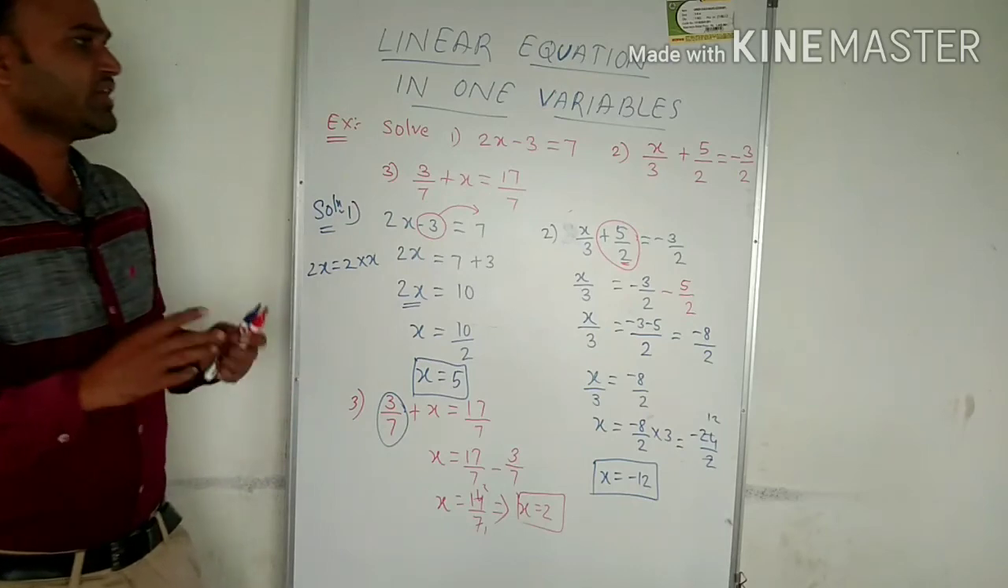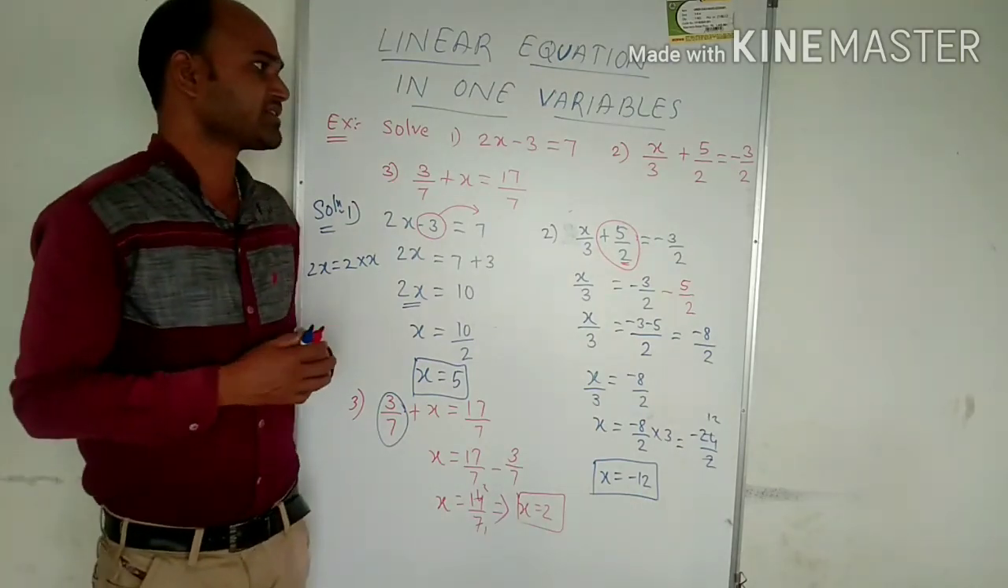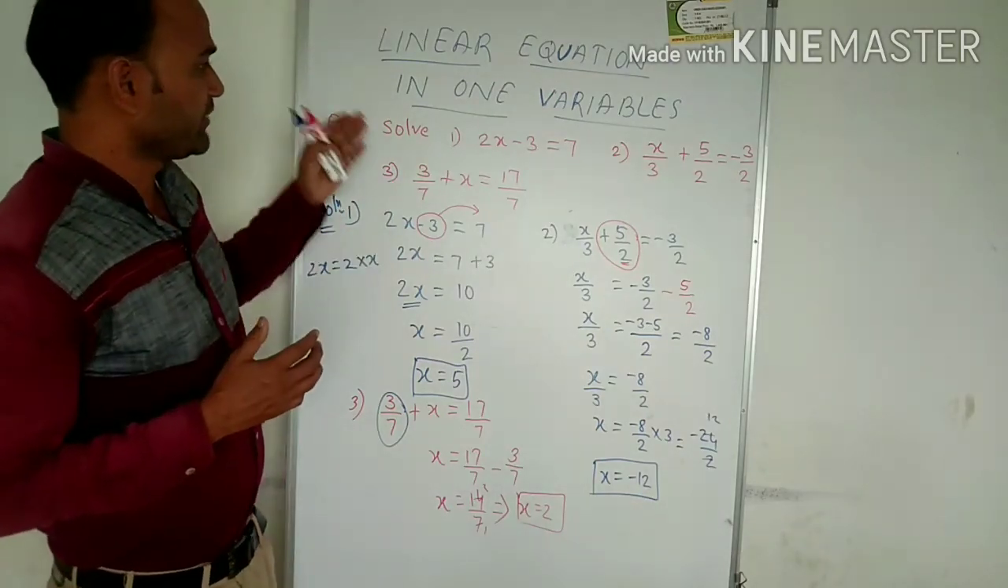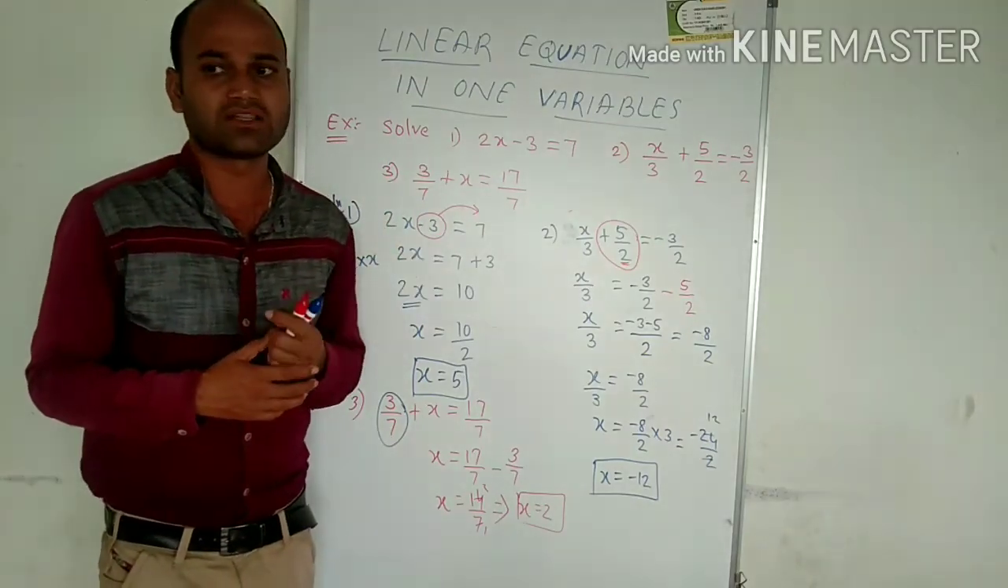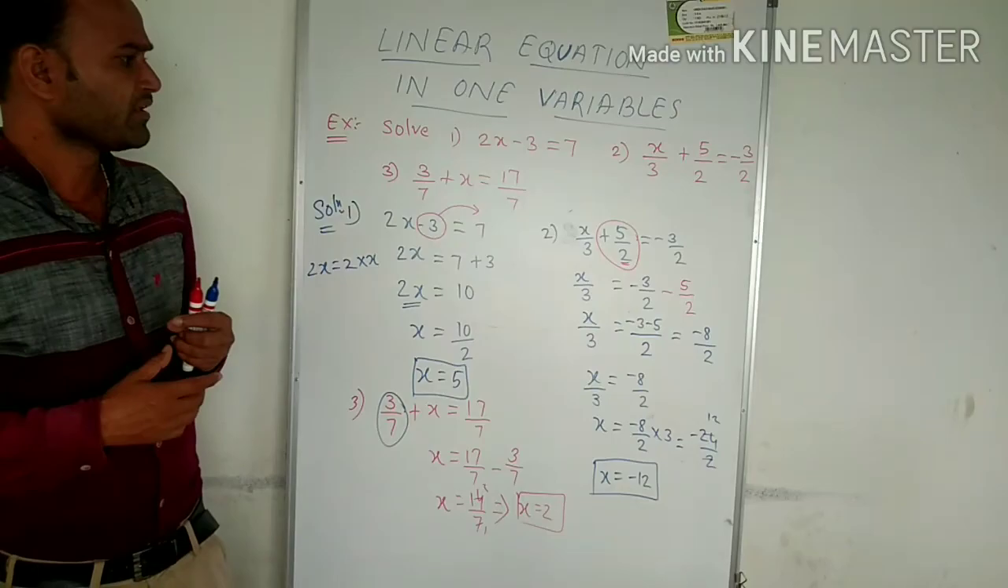So in this way we have to find the answers. When an equation in one variable has the variable on one side and numbers on the other side, then we have to solve the examples in this way. Okay.